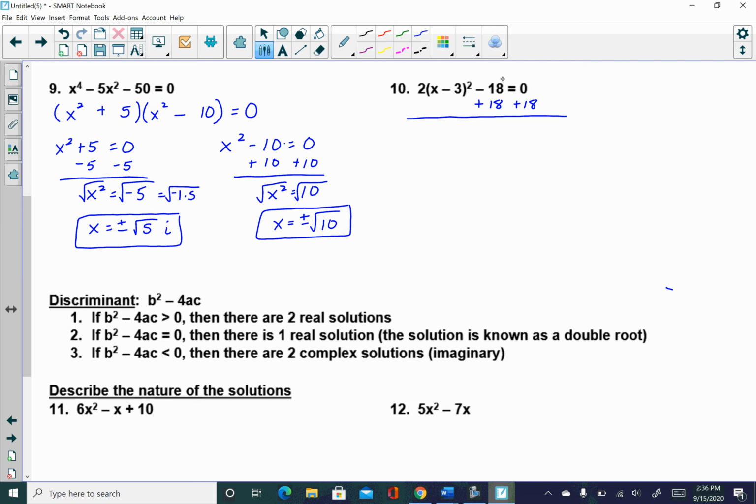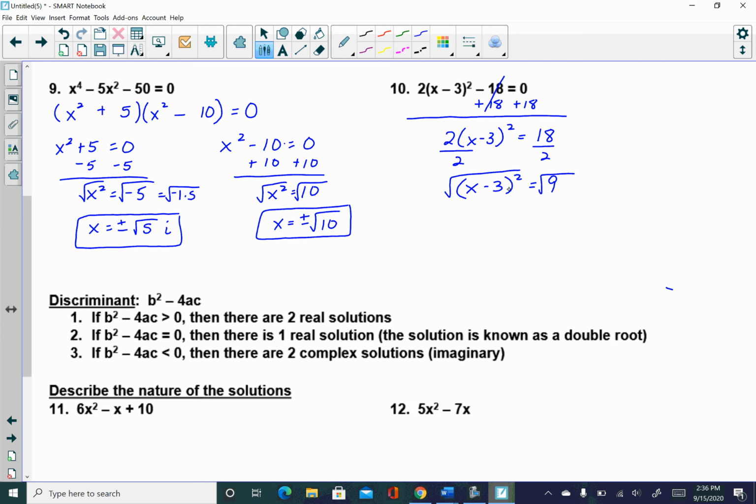So I add 18 to both sides, cancels out, so I have 2 parentheses, x minus 3 squared equals 18. Then I'm going to divide by 2. So then I have x minus 3 squared equals 9. Now I want to get closer and closer to getting this x all by itself, so I've got to get rid of the squared. So I'm going to take the square root.